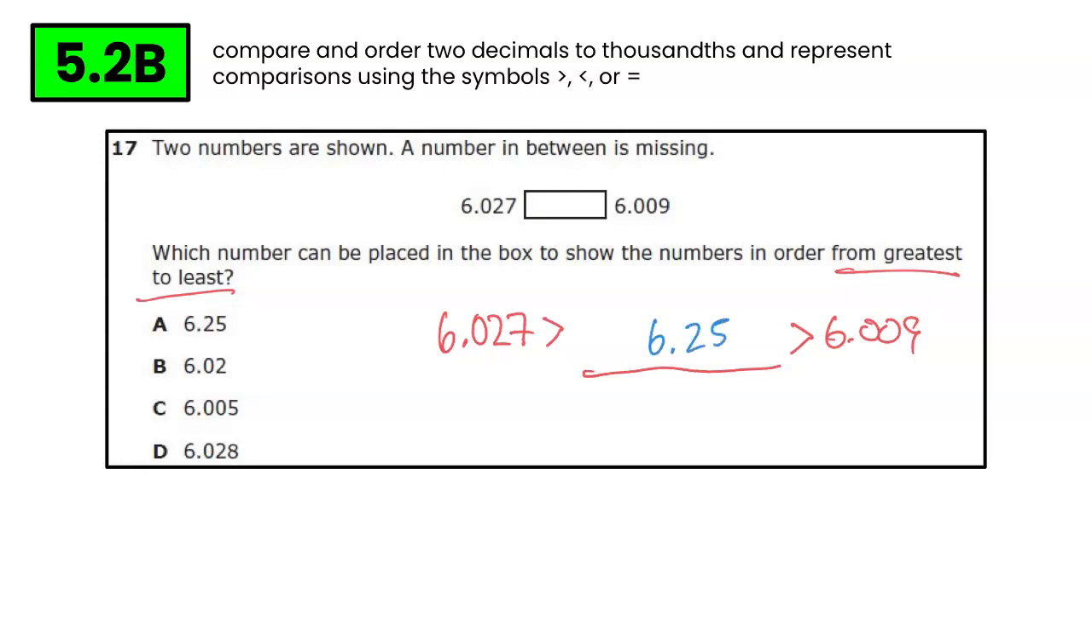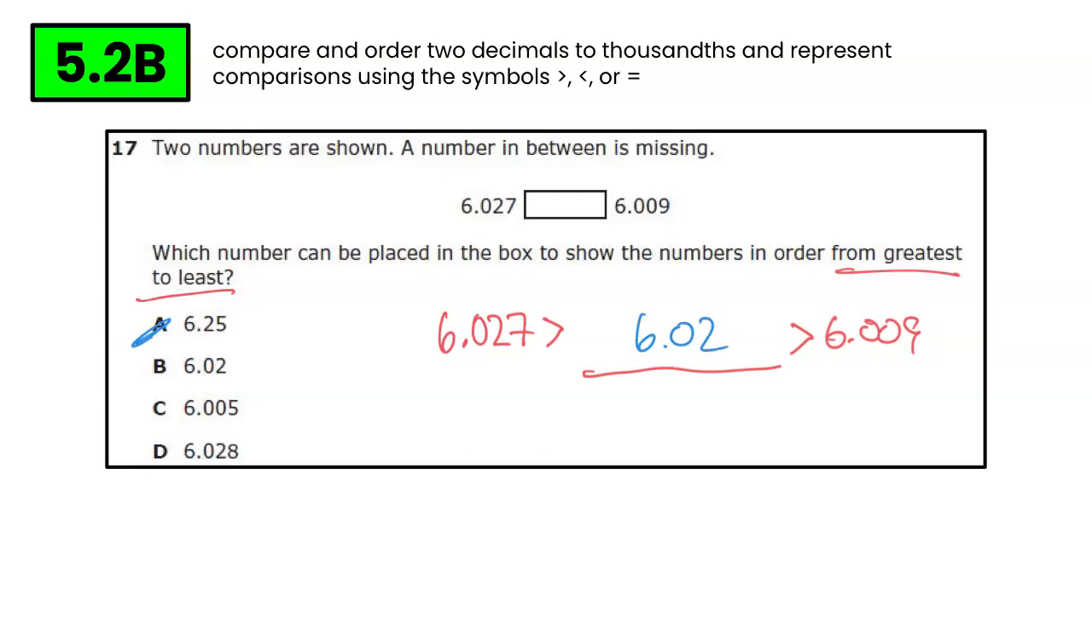If I start with the first answer choice, I've got 6.25. Well, if I look at 6.25, this number does have a 6 in the ones place, which matches this number. It has a 2 in the tenths place, and that is greater than, not less than, the number in the tenths place for 6.027. So I know that this number is not greater than this one, and so therefore that answer cannot be correct.